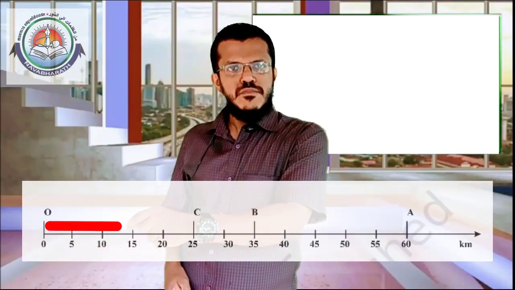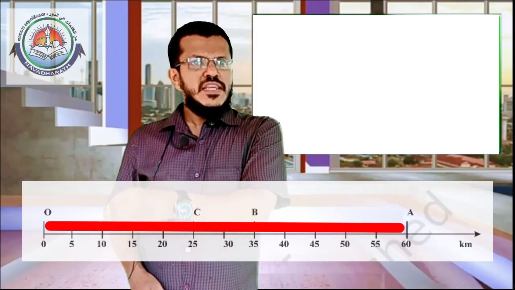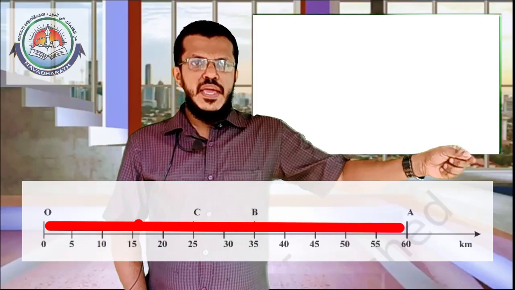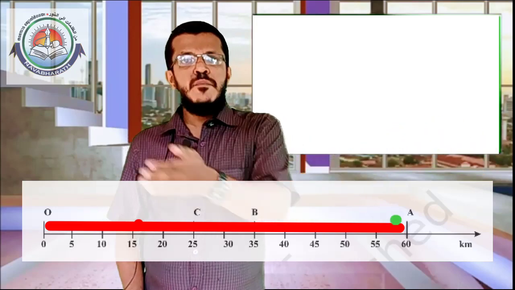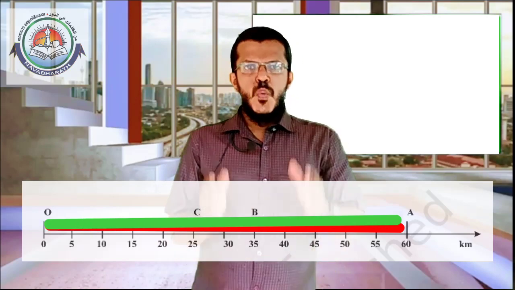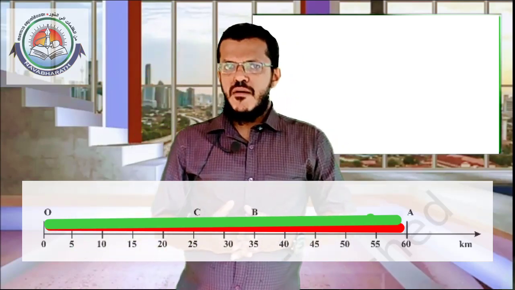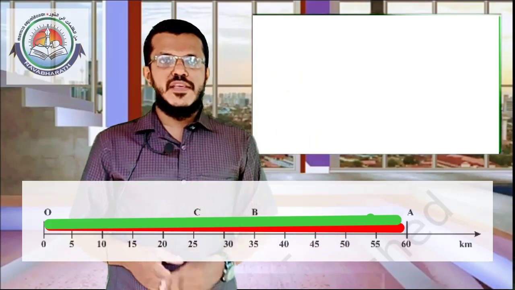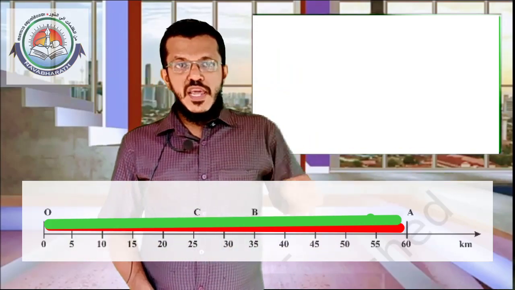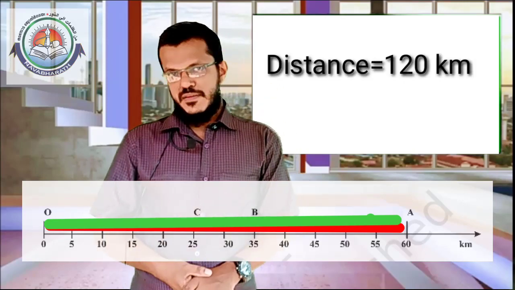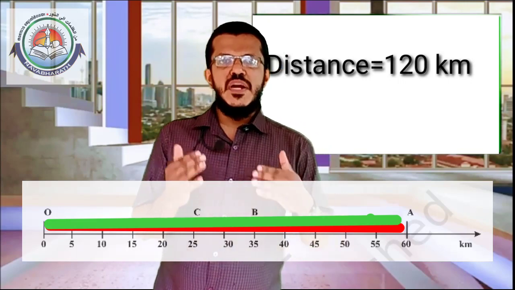That is displacement. Then, can the magnitude of the displacement be equal to 0? Yes. In which case? If the car moves from O, the origin, to the point A, comes back and finally reaches the same point O. What is the total distance covered by this car? The total distance covered by this car is 60 kilometers plus 60 kilometers, that is 120 kilometers. Then what is the displacement covered by this car?